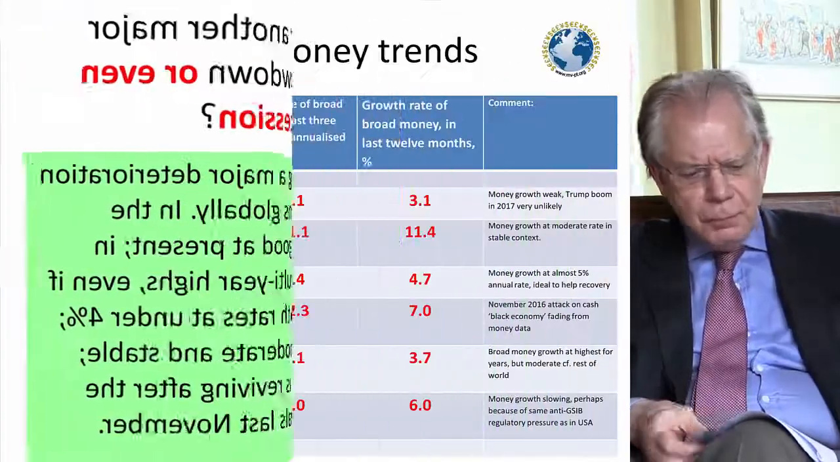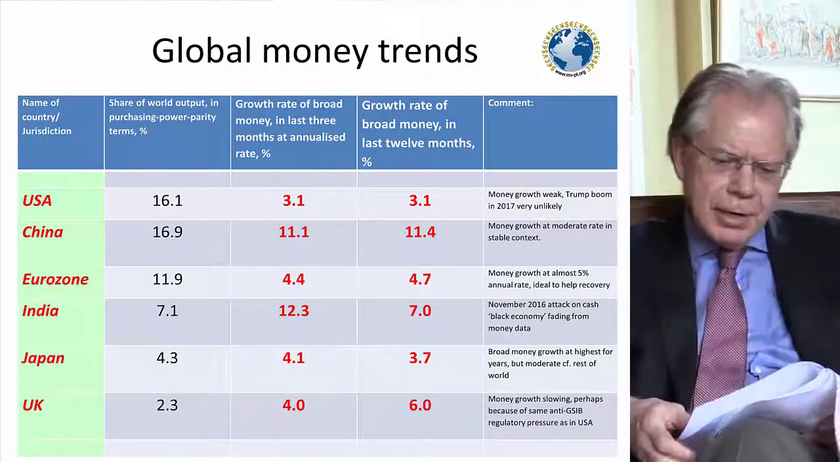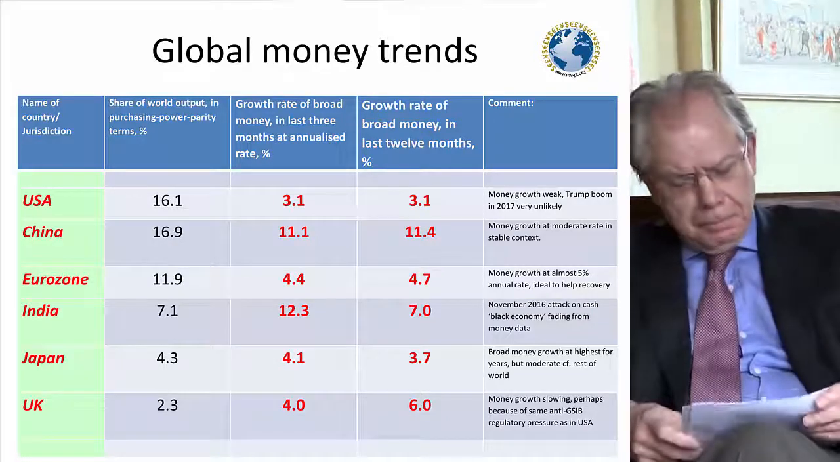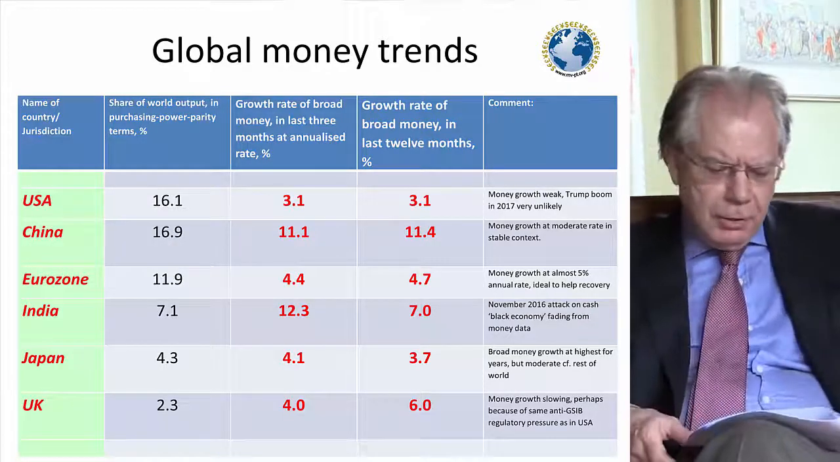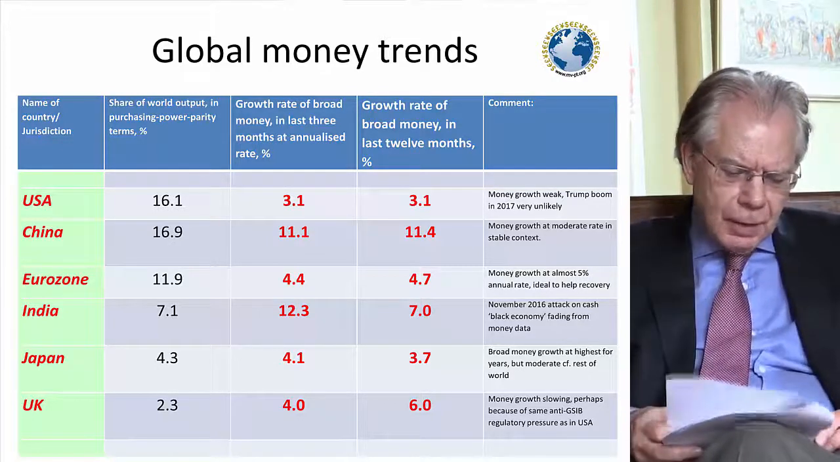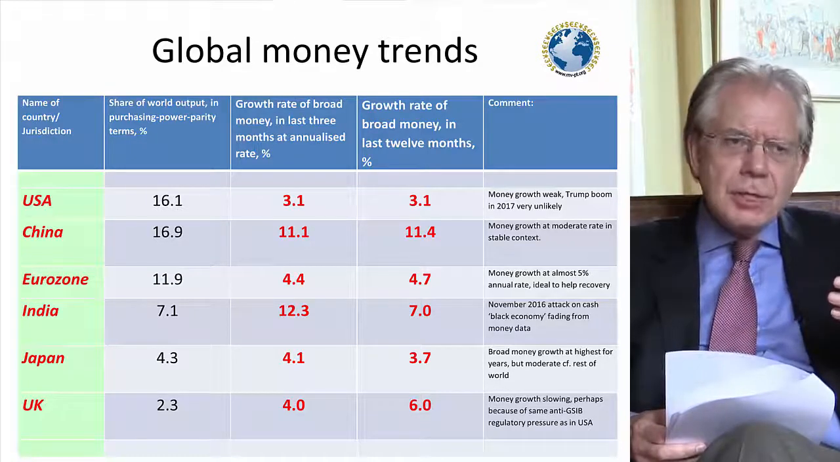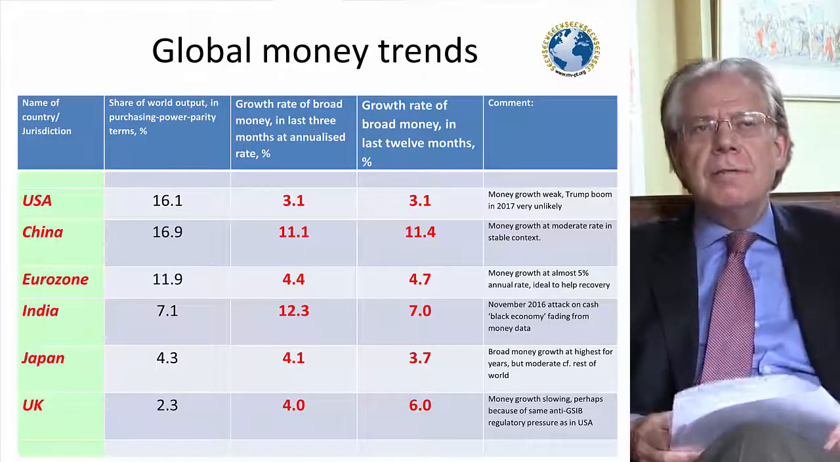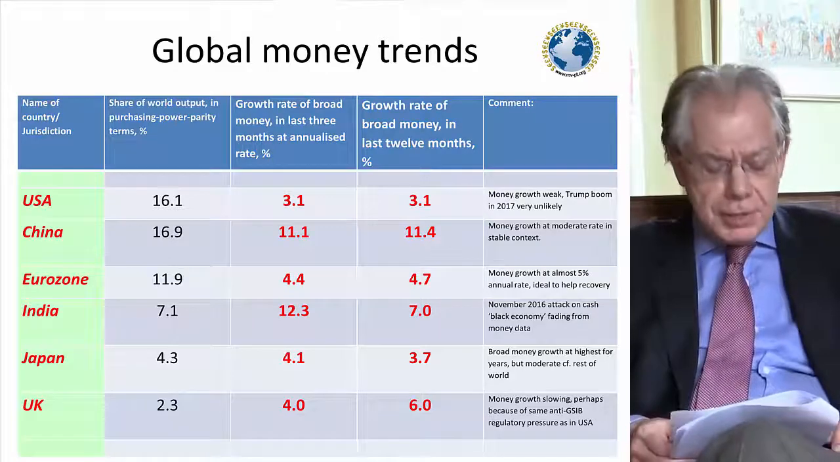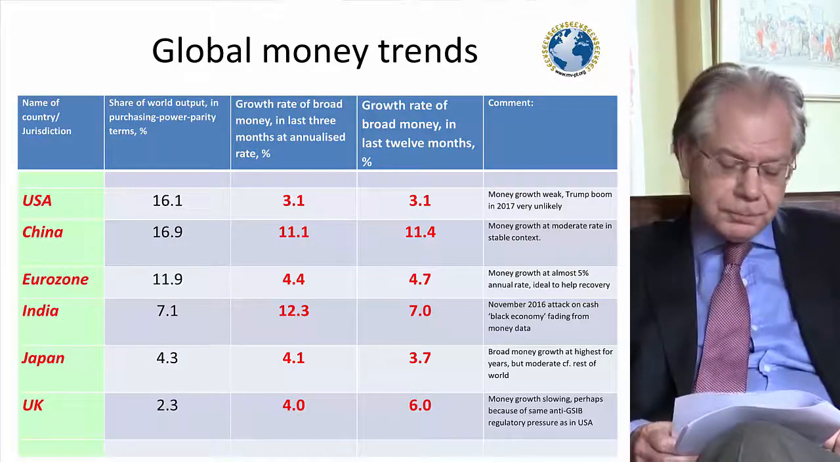In fact, we've got here a table where I try and look at all the economies, and you can see that America's output is somewhat smaller than that of China nowadays. China imports more than America does. And in China, money growth is high and stable.